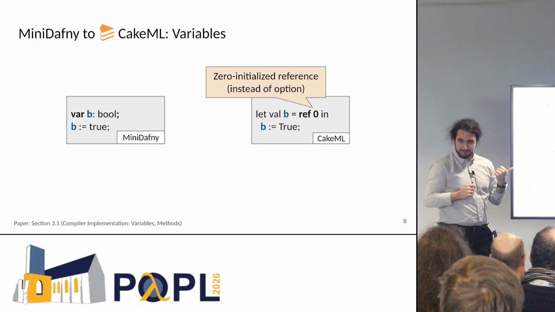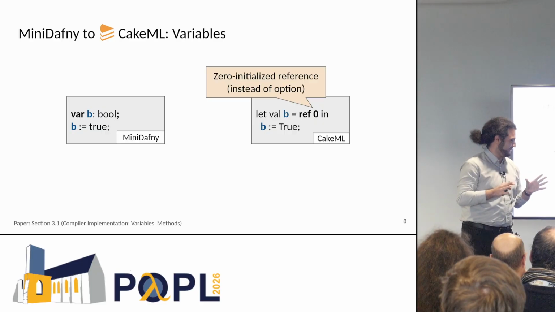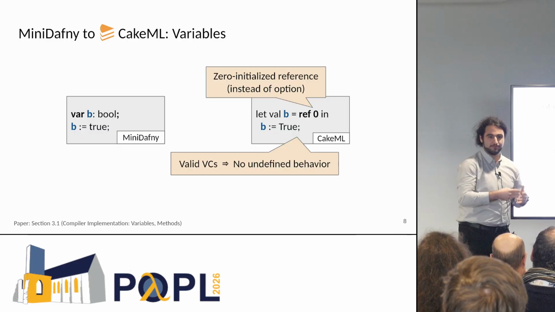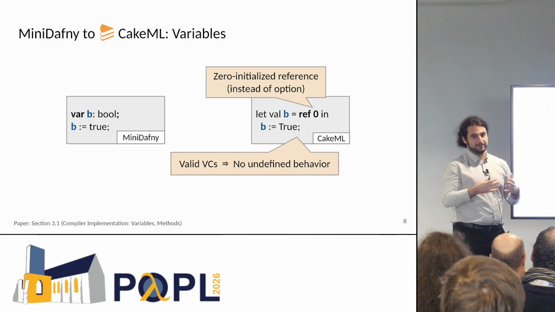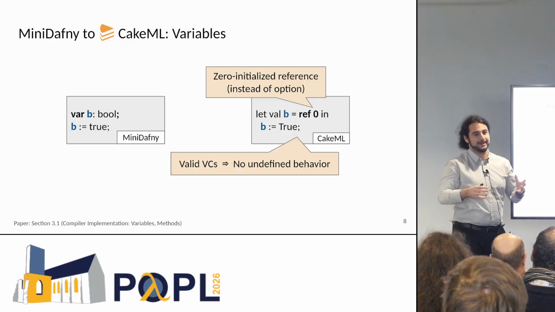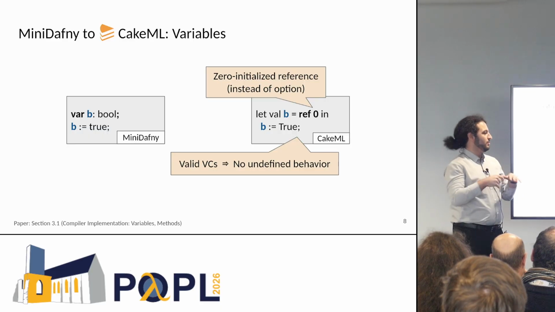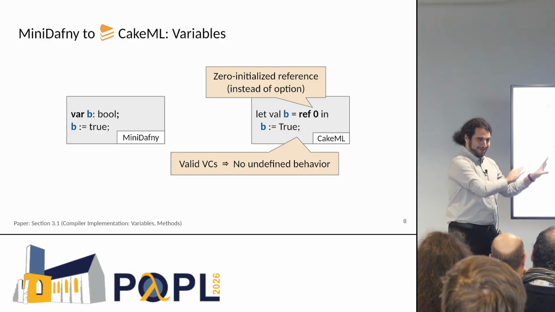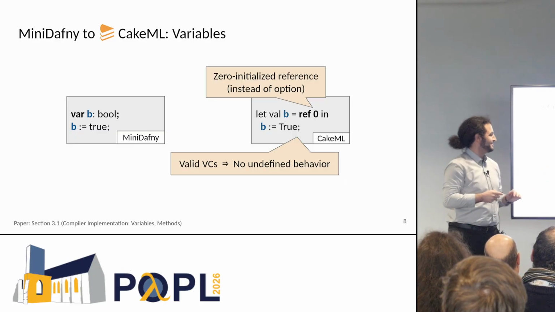So this program will not pass the CakeML type checker, and that's fine, because we have a theorem that says, if you prove your Dafny program correct, the Dafny to CakeML compiler, and then by extension the CakeML compiler, will only produce code that does not have undefined behavior. So this is OK. It might look weird, but it's OK.